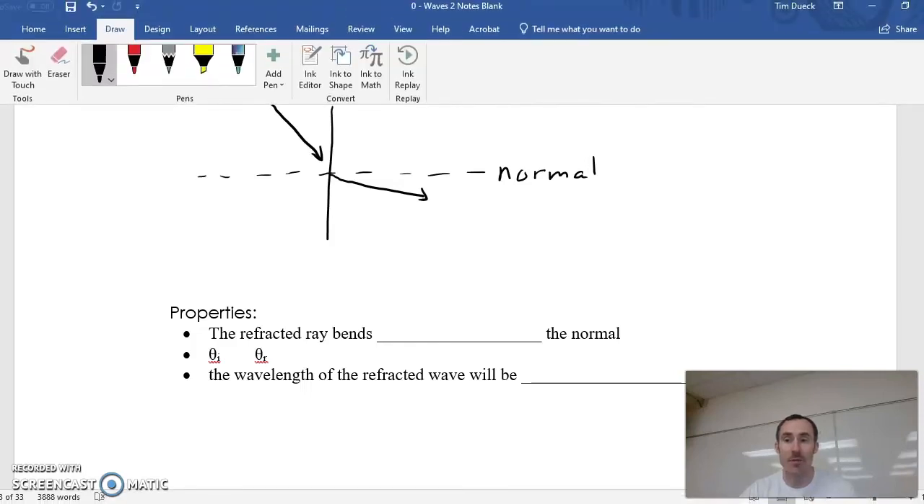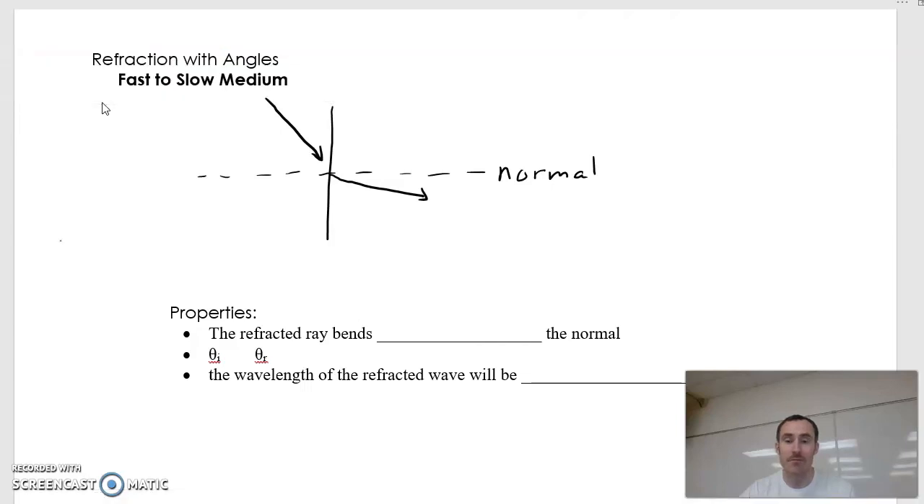So let me draw in a couple other things here to hopefully make this a little bit clearer. So we've got wave fronts like this. These are the wave fronts that are traveling in. Remember, the ray just shows you the direction that the waves are traveling. It's just often easier to draw in the wave ray than to draw in all the wave fronts. It just starts looking cluttered.